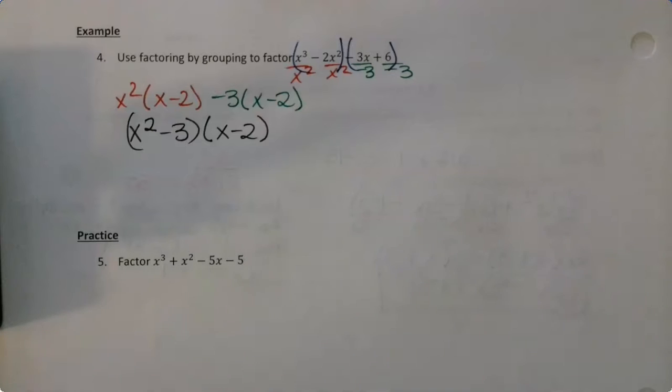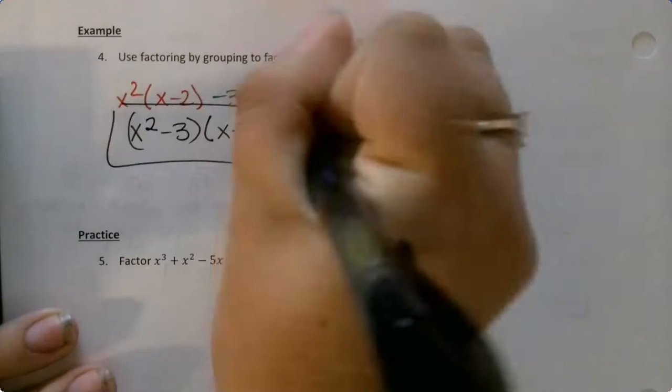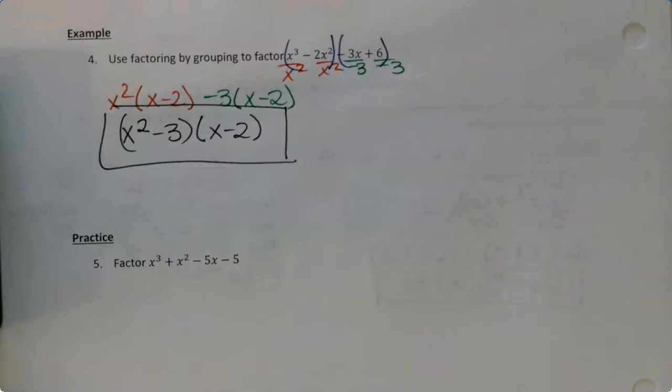Can I factor my first term more? It has a squared like we were working with yesterday. Oh, it's negative. It also had to be negative yesterday. Negative 3 isn't a perfect square. Yeah, it's not a perfect square, so I can't go any further. So this is my final answer. Questions here?